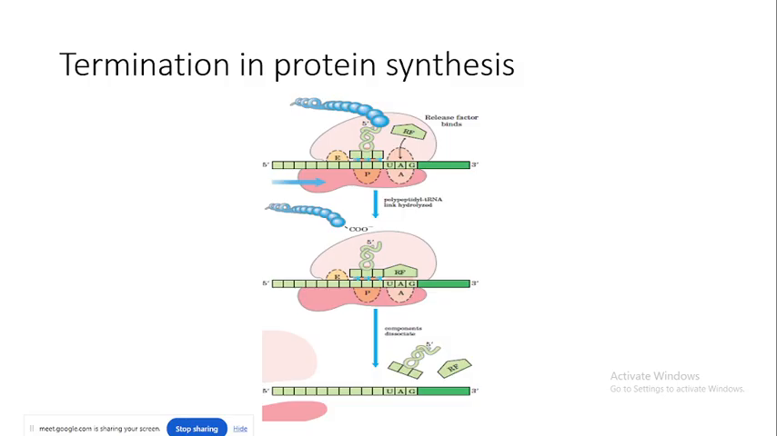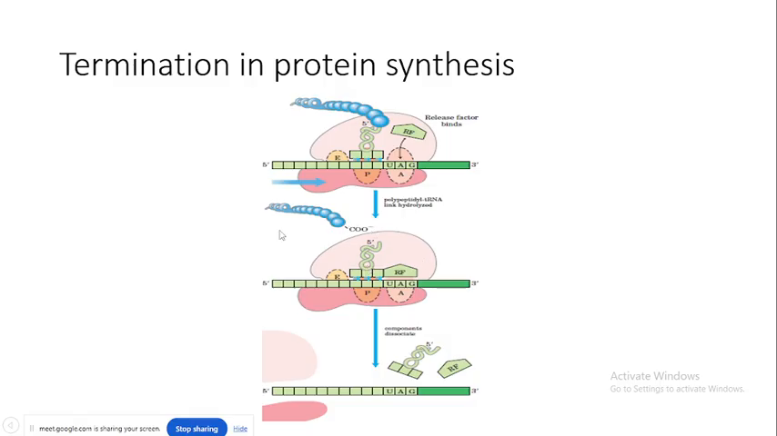30S ribosomal subunit, which will induce the hydrolysis of this polypeptide tRNA bond, right? Initially it was polypeptide tRNA at the P site, but upon binding of this release factor, it will cause the hydrolysis of this polypeptide tRNA bond, right? So now this polypeptide chain will be released from this tRNA and from the ribosome, and in the P site there will be an empty tRNA.